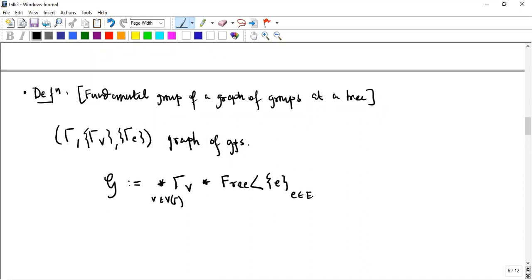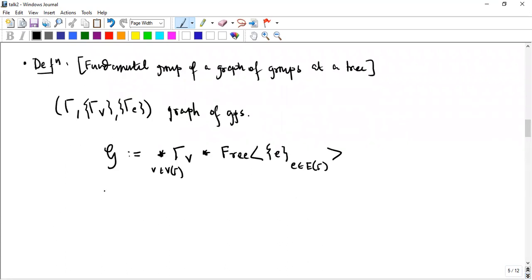E varying over all the edges. Okay. So this is basically, I'm taking the free product of all the vertex groups, and for each edge, I'm taking the free group on the edges of the graph. Yeah, free group on just the edges, generating set being just the edges. And look at the, yeah, okay, so this is one thing.